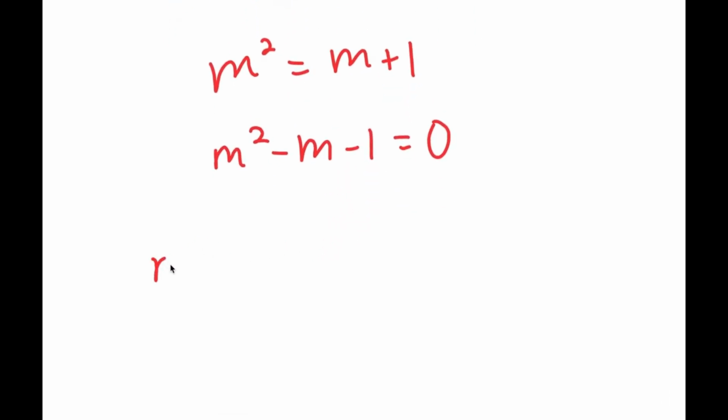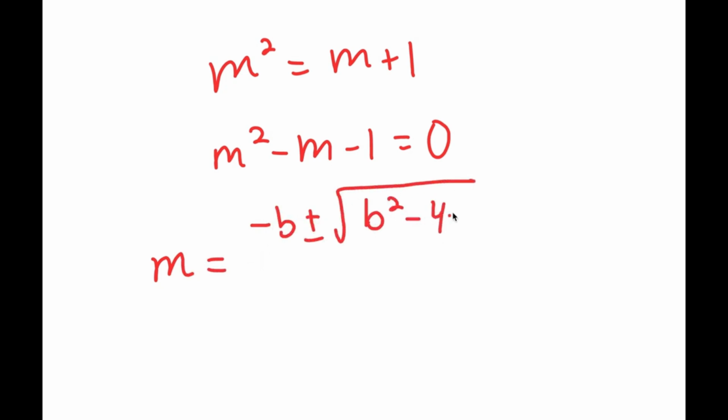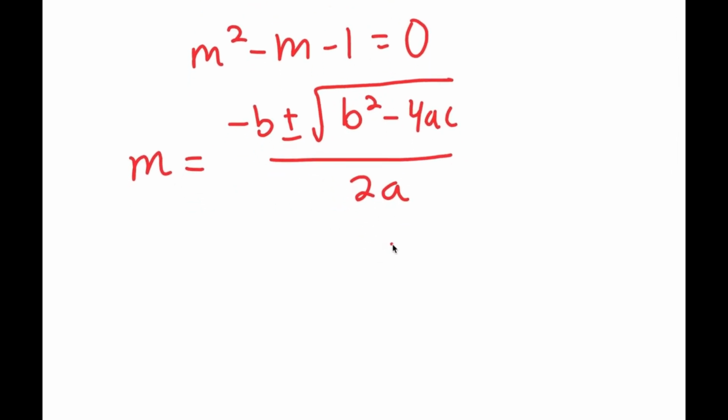Now I'm going to use the quadratic formula to solve this. So the quadratic formula is negative b plus or minus the square root of b squared minus 4ac, all over 2a. So in this case, a is 1, b is negative 1, and c is negative 1.